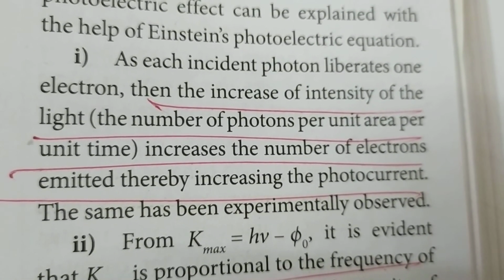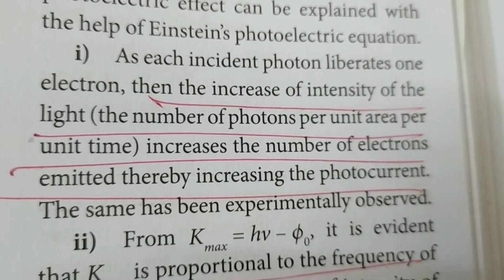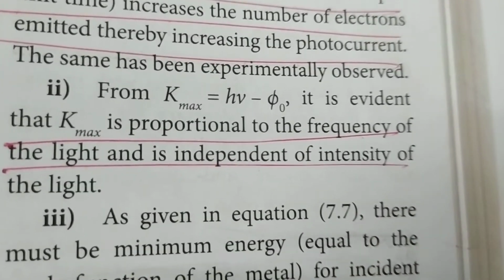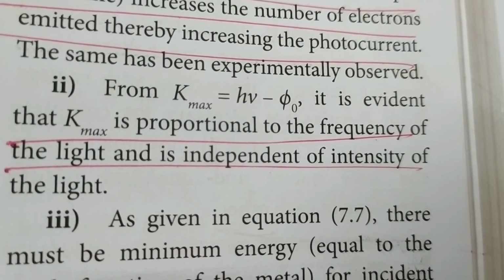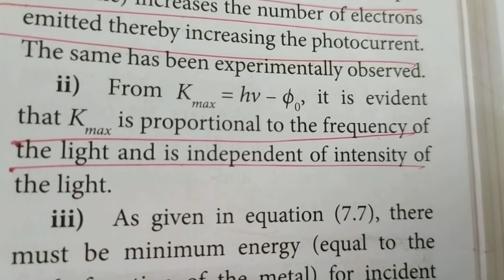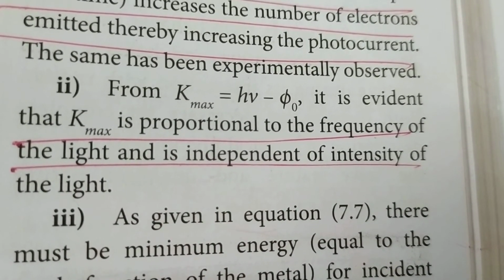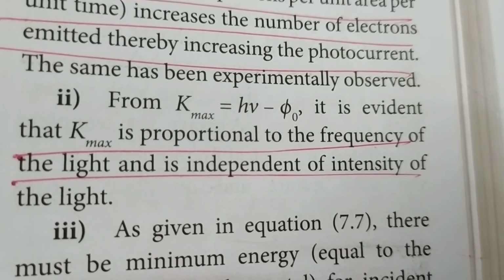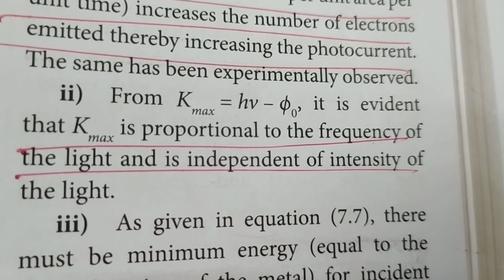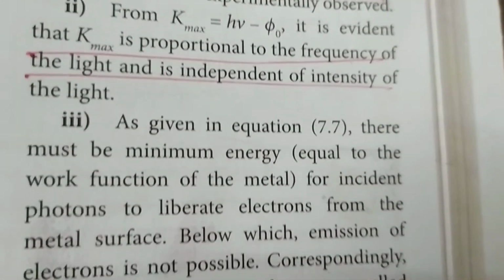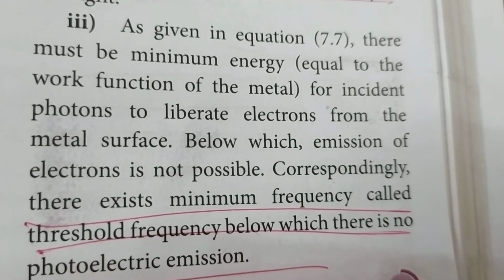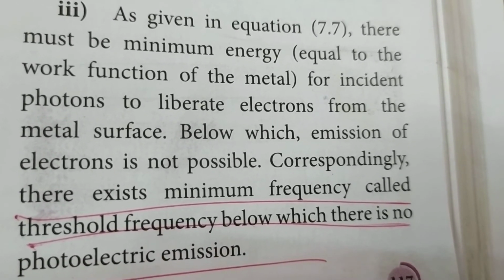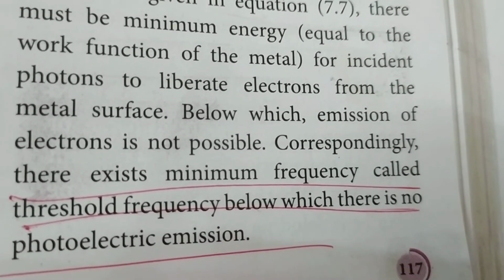Already you know this point. When the intensity increases, the number of electrons also increases, thereby increasing the photocurrent. And the maximum kinetic energy is directly proportional to the frequency of the incident light, and is independent of the intensity of the light, because in this equation there is only frequency and no intensity. So the maximum kinetic energy will depend only on the frequency and not on the intensity. Below a certain value of frequency there is no photoelectron, and this minimum frequency is called the threshold frequency. And this is a very important point.